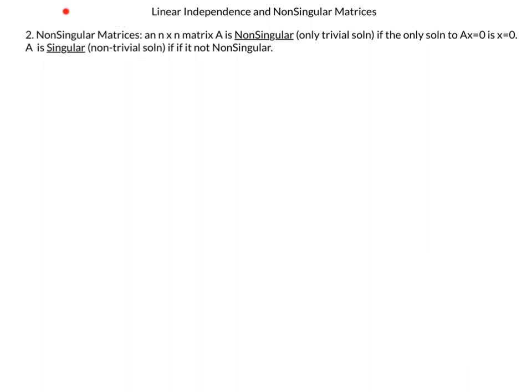The definition of a non-singular matrix means it has only the trivial solution. Formally, an n by n matrix A is non-singular if the only solution to Ax = 0 is x = 0. And A is singular if it is not non-singular, in other words, it has a non-trivial solution. Something important to note is that at this point we are talking about square matrices, n by n, where the number of rows equals the number of columns.